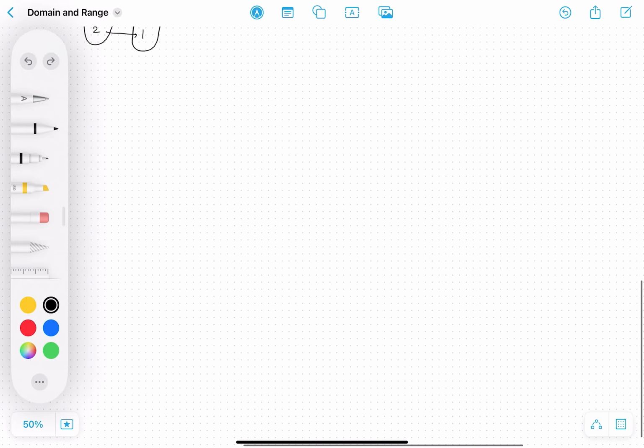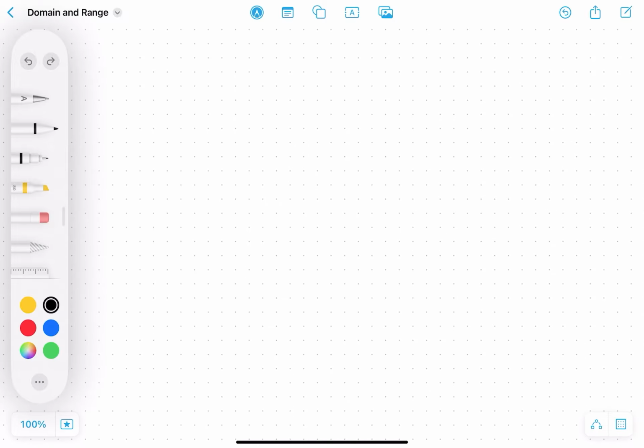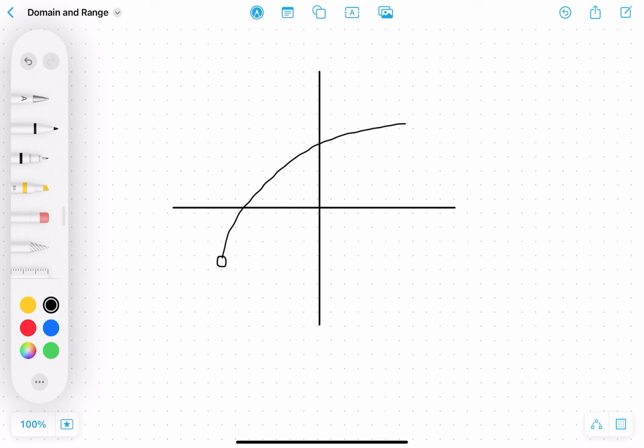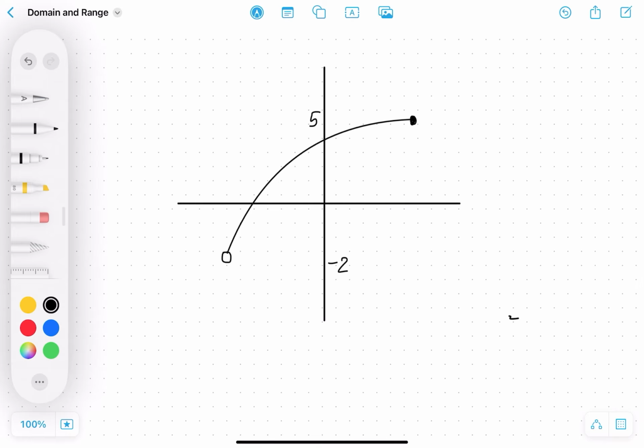So now I want to leave you with one question to think about. I'm giving you this function that looks like this. So this y value is 5. Over here we have -2. Here we have 2. And let's say this is -3.